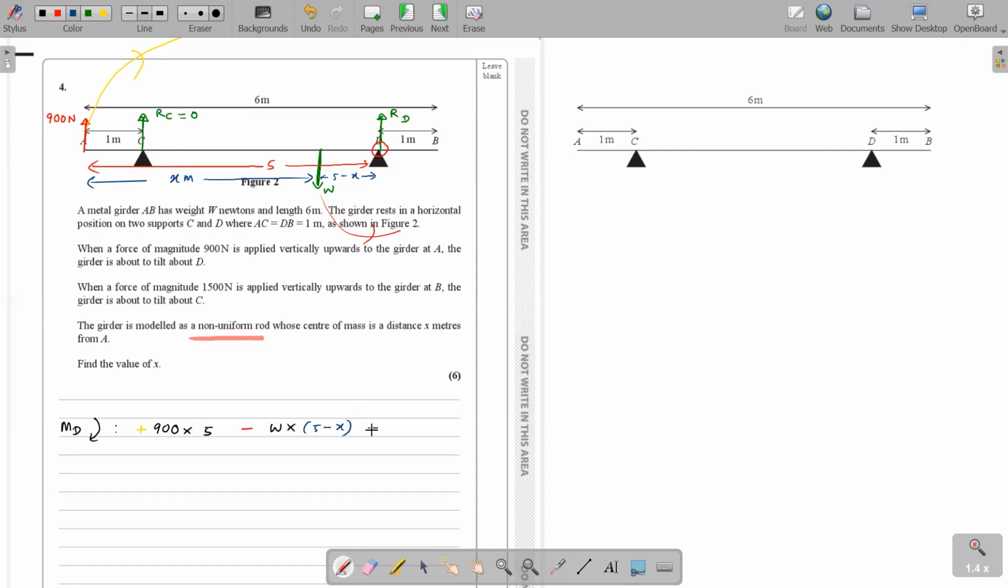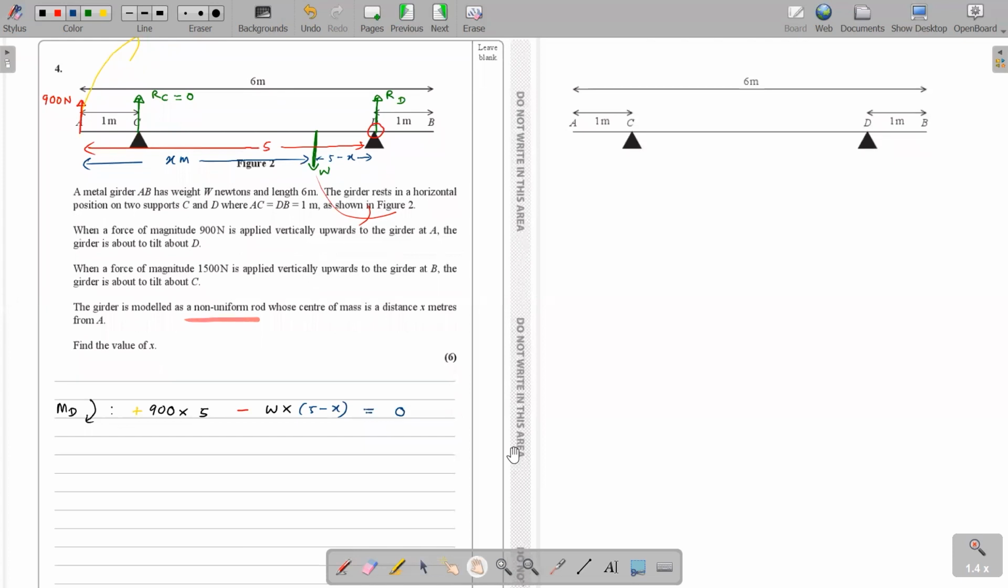So this is equal to what? These are the only two forces that produce moments. So these two moments must equal 0 because it's in equilibrium. It's about to tilt, but it's still in equilibrium. And then this is one equation. So you have an equation with two unknowns, W and X. So now consider the other scenario, the other part, and mark forces here and make another equation.